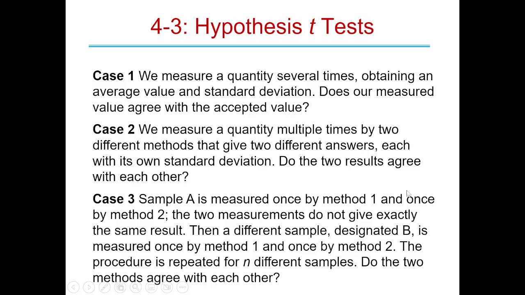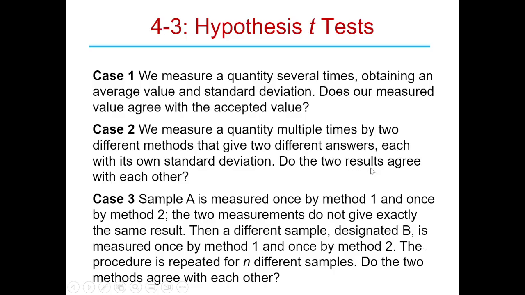Case number 3 is sample A is measured once by method 1 and once by method 2. The 2 measurements do not give exactly the same result. Then a different sample, that we'll call B, of course, is measured once by method 1 and once by method 2. Your procedure would be repeated for n different samples. The more of those you have, the better your uncertainties will be, right? But keep in mind, the more you have, it's not a linear scale, right? So you've got to cut off at some point. Do the 2 methods agree with each other?